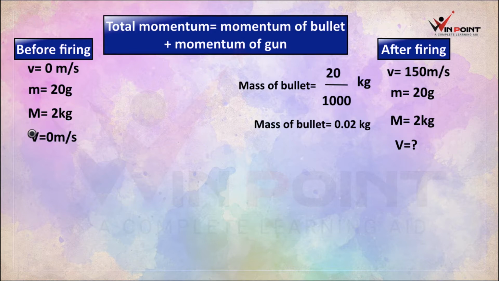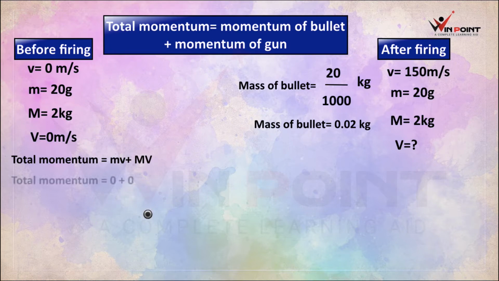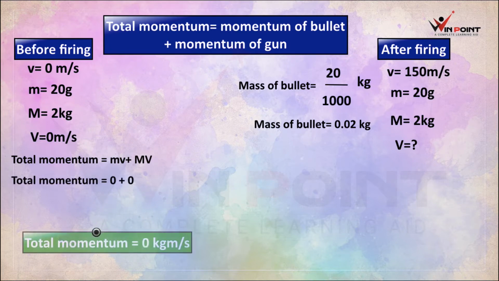Here there are two momentum, momentum of bullet and momentum of gun. Total momentum is equal to mv plus mv. This one is momentum of bullet, this one is momentum of gun. In both cases, the velocity of bullet and velocity of gun are 0 before firing. Then it will be 0 plus 0 and total momentum 0 kilogram meter per second. If the velocity is 0, the momentum is 0, because momentum is the property of a moving object. Now we can find the momentum here.